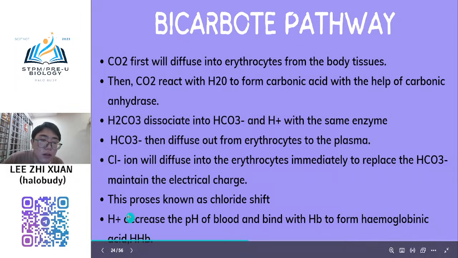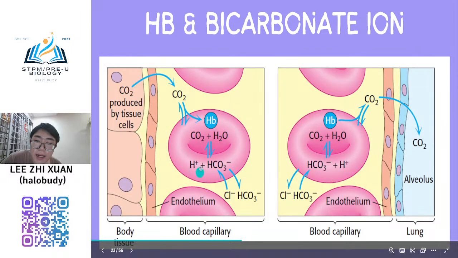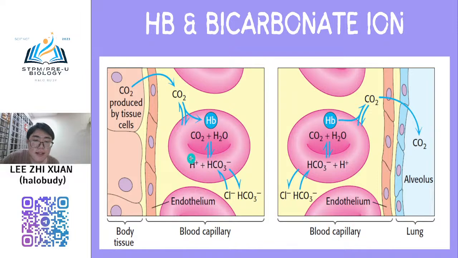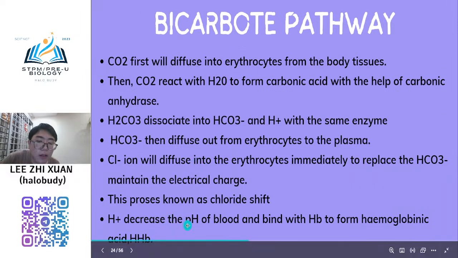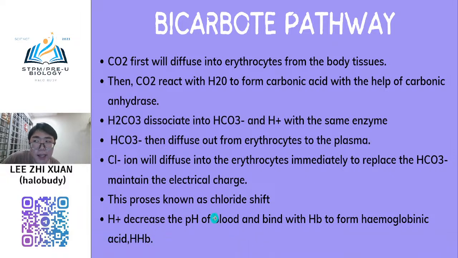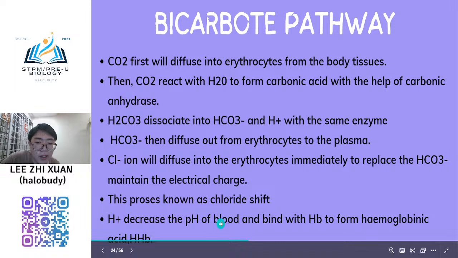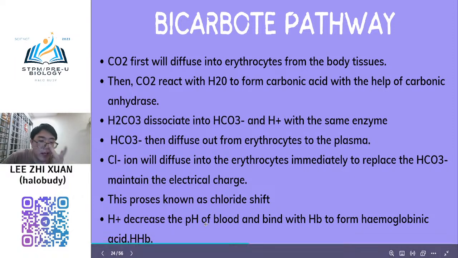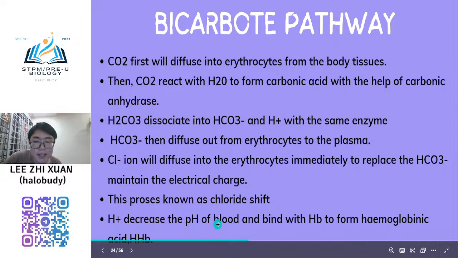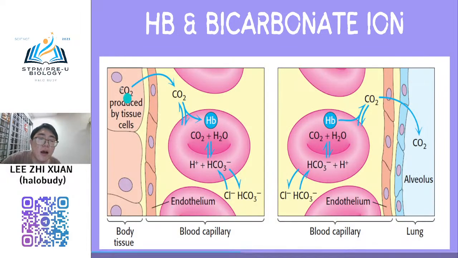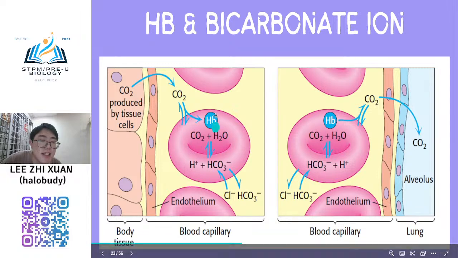Then there is the hydrogen ion here. What happens to this hydrogen ion? This hydrogen ion will decrease the pH of the blood. Hydrogen ion is one of the key ions that is acidic, right? If you learned chemistry in semester 1, you already learned this. Hydrogen ion can decrease the pH of the blood, creating an acidic environment, and this hydrogen ion can bind with the hemoglobin to form hemoglobinic acid (HHb). This is the first process inside the body tissue.